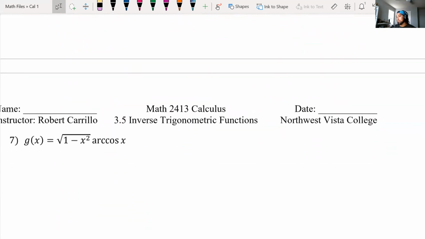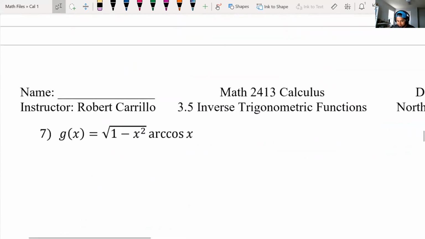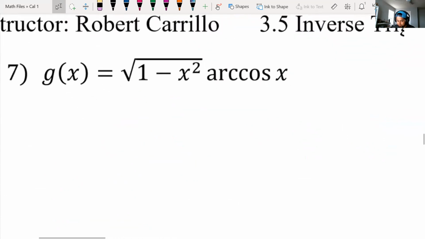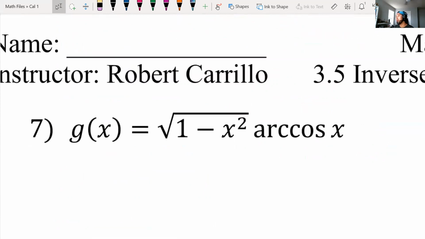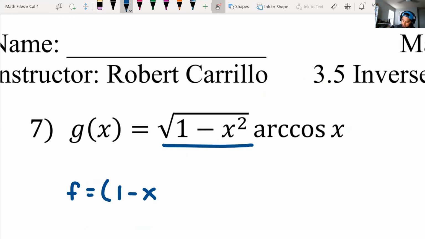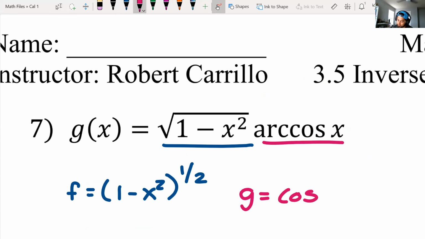Ooh, all right, 7. Yeehaw. Square root of 1 minus x squared times the arc cosine of x. So again, this is another product rule. So here's going to be f, 1 minus x squared to the 1/2. And g, arc cosine, is the same as the inverse cosine of x.